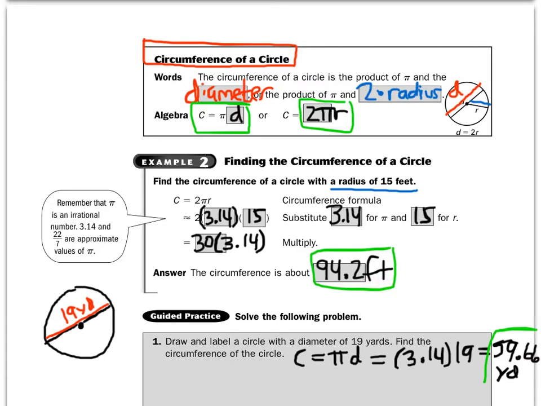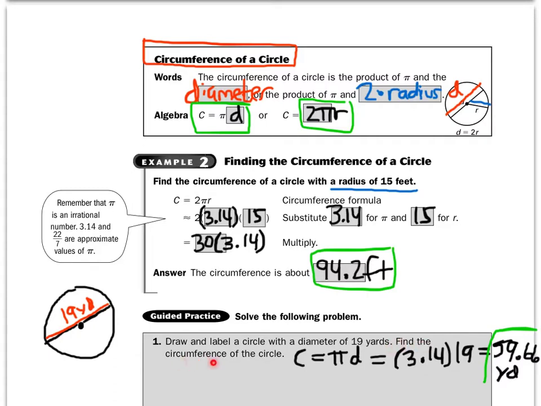All right, now on guided practice number 1, they want us to draw and label a circle with a diameter of 19 yards. So I want to see a picture. Draw it right here in the margin. Draw a center point, draw your circle, and then go all the way across the circle. That's the diameter, 19 yards.